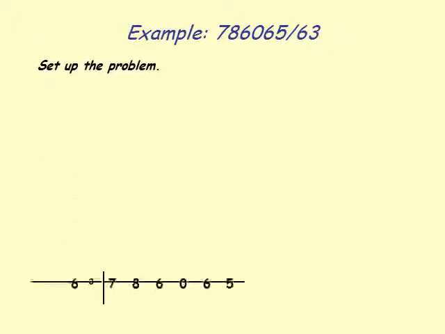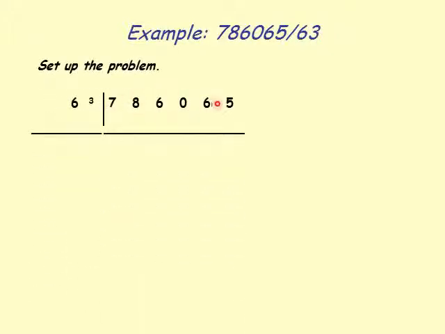For example here, 786065 divided by 63. Let's continue here. Set up the problem. That's my dividend here, 786065, and that's my divisor, 6 and 3. Okay, first thing we do is divide by 10 both the dividend and divisor.